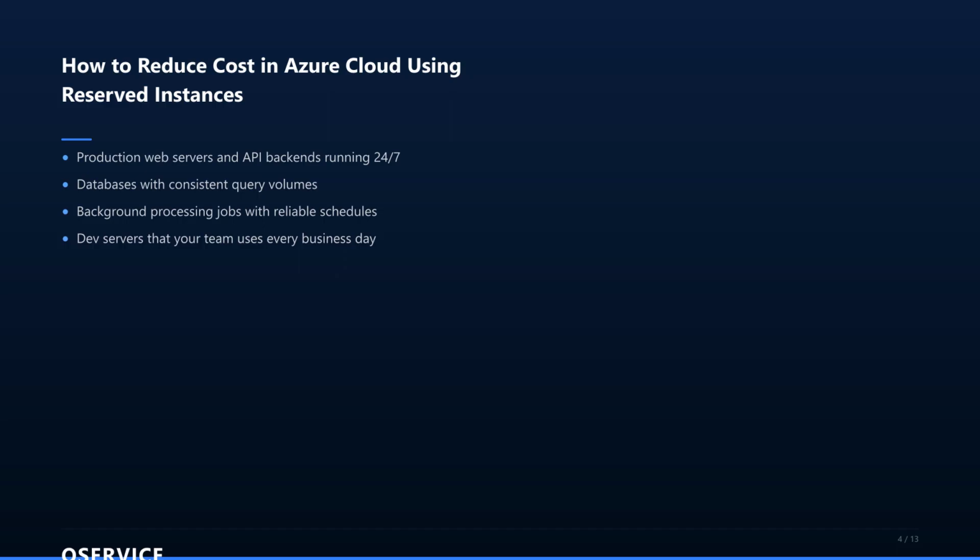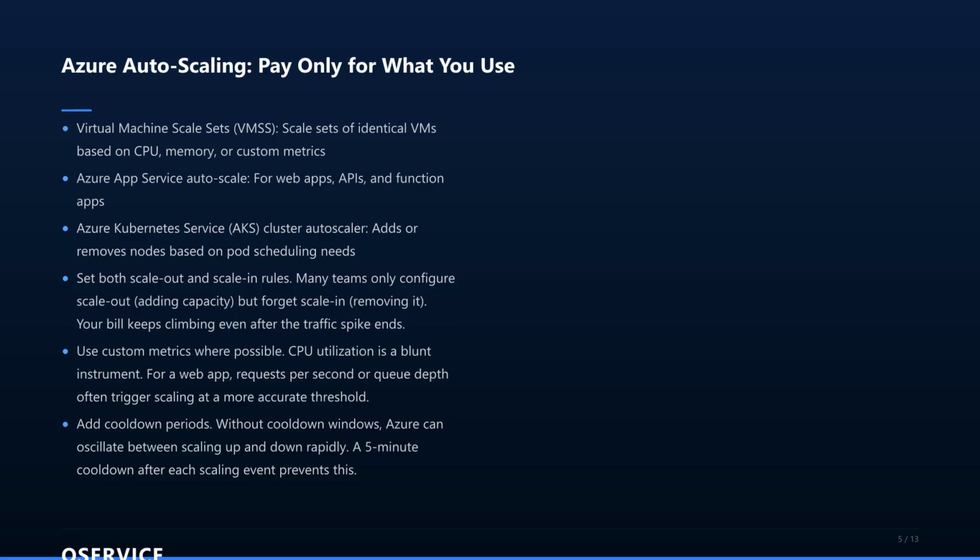Our detailed breakdown in Reduce Cloud Costs by 40% with Azure Reserved Instances covers how to pick the right reservation scope, manage exchanges, and calculate your actual payback period. If a VM is running more than 70% of the time, a 1-year reservation typically recovers its cost premium within 4 to 5 months.